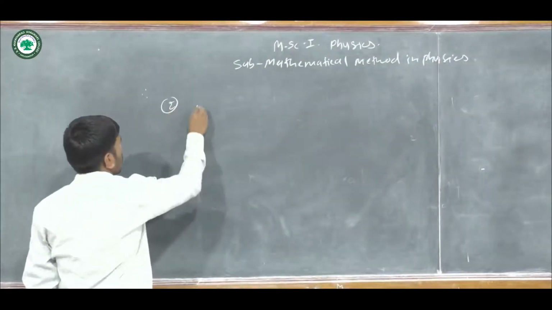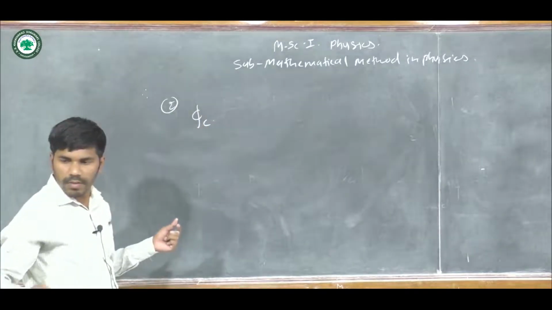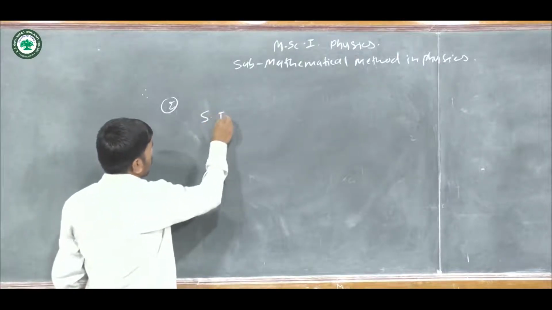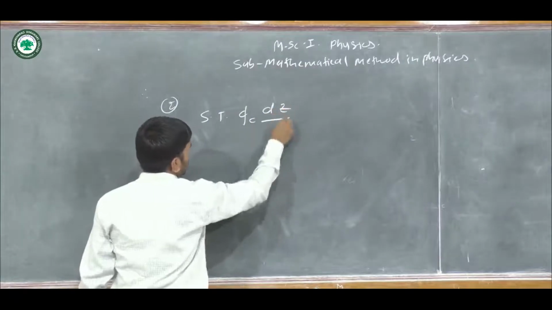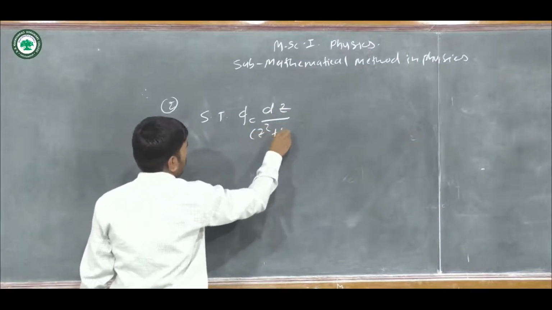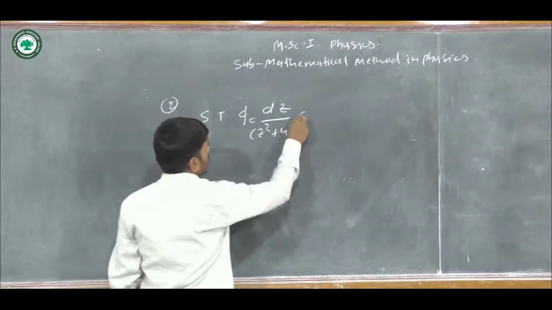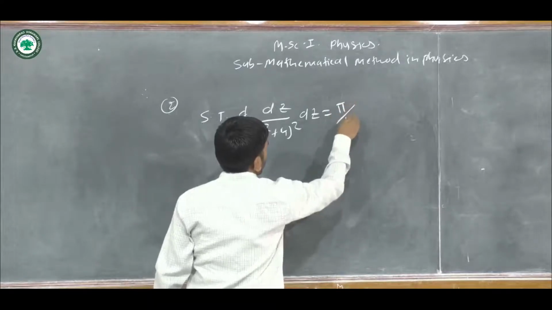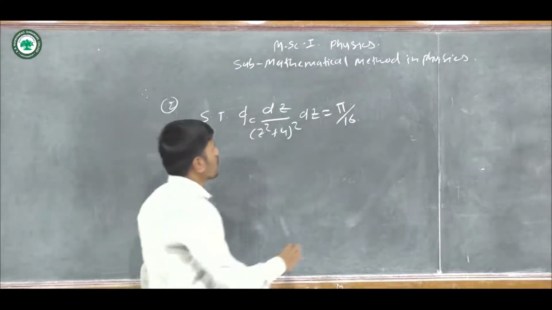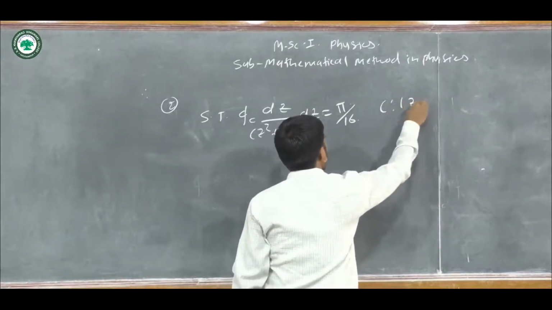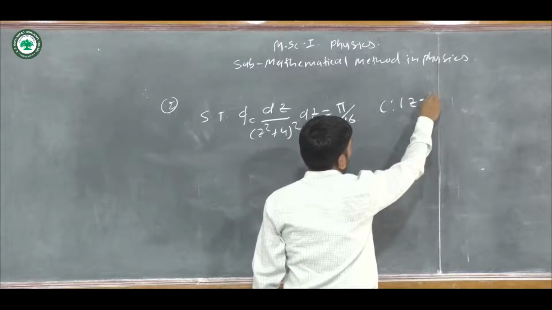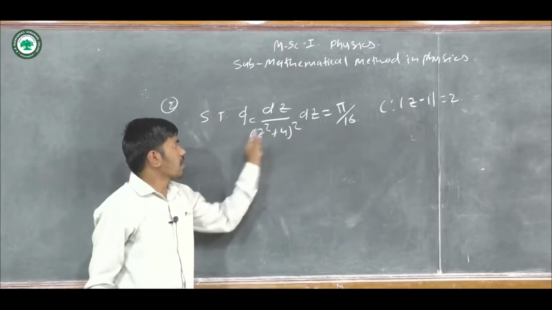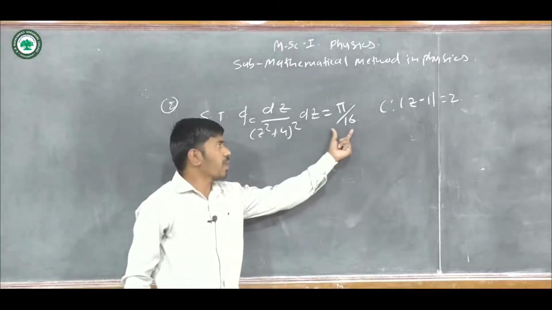Second example: the closed integral of dz divided by (z squared plus 4) whole squared is equal to pi by 16, and the contour is given as mod z minus i equal to 2. This is the contour, and this integral is already given as pi by 16, so we have to show this result.